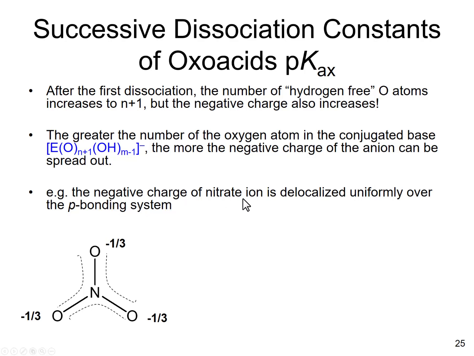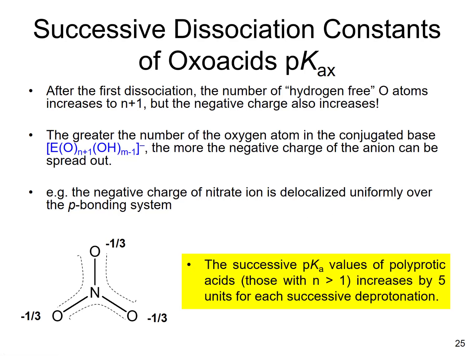The negative charge of the nitrate anion is delocalized uniformly over the pi bonding system. So again, the successive pKa values of polyprotic acids, which means pKa1, pKa2, etc., those with N greater than 1, increase by approximately 5 units for each successive deprotonation. So for a polyprotic acid again, each deprotonation would weaken the acid by about 5 pKa units.